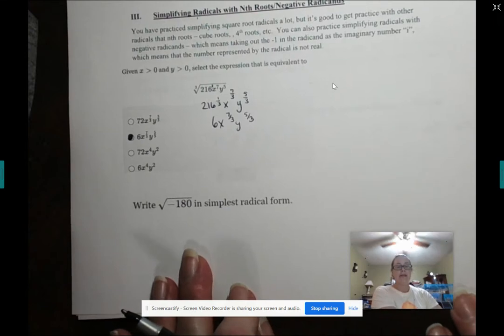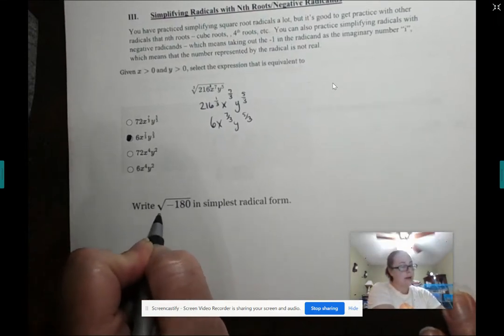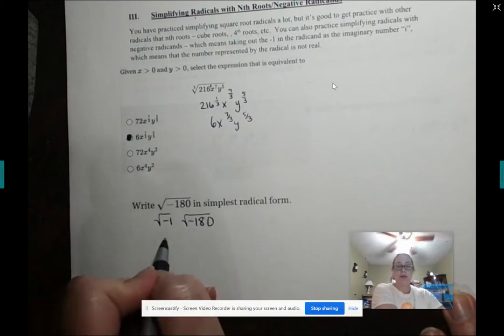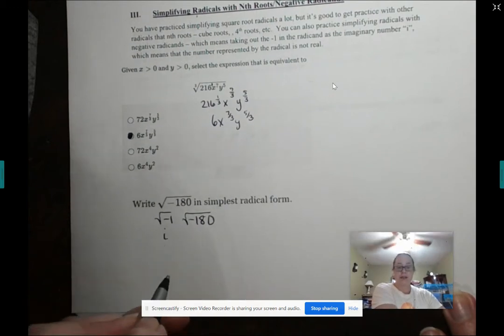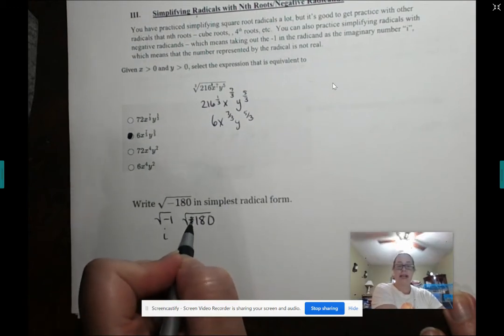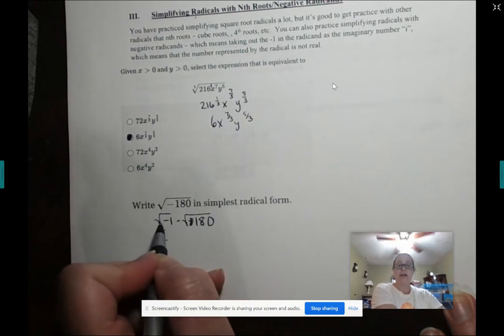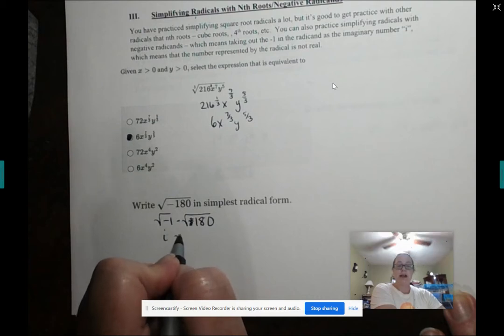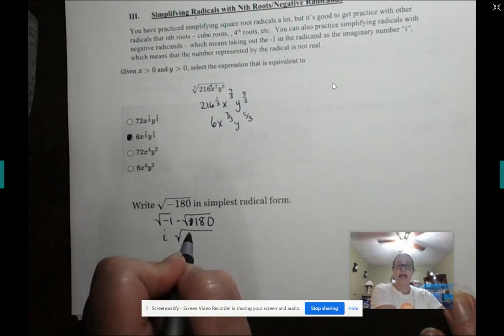All right, what about a negative radical? So let's remember that we can always take a -1 out of any radical by bringing the letter i into the problem. And I'm sorry, this is not a negative anymore. This is a -1 times a 180. So now we just need to factor 180. Think of factors of 180.